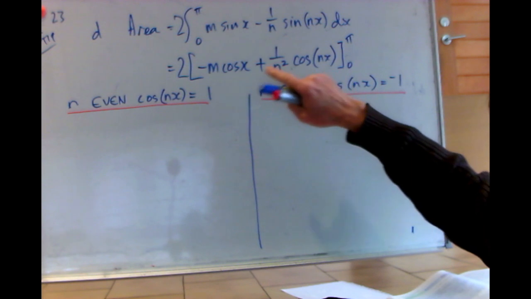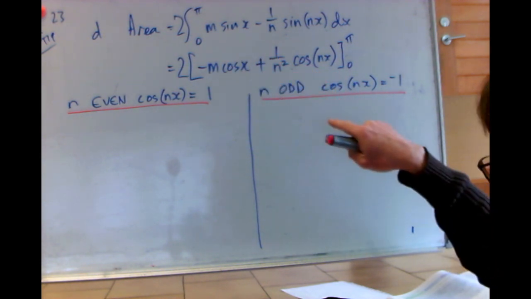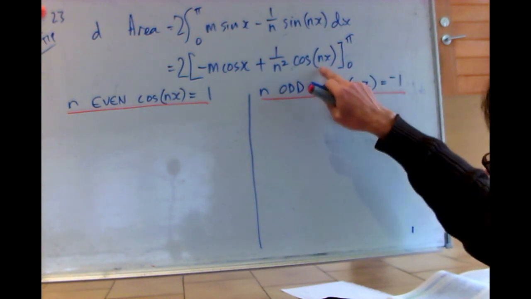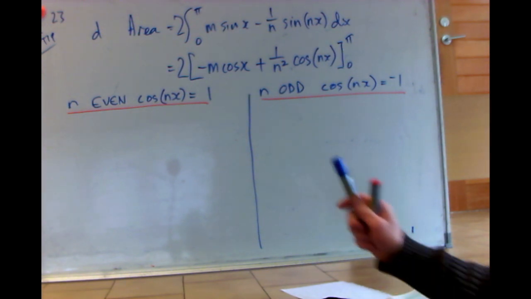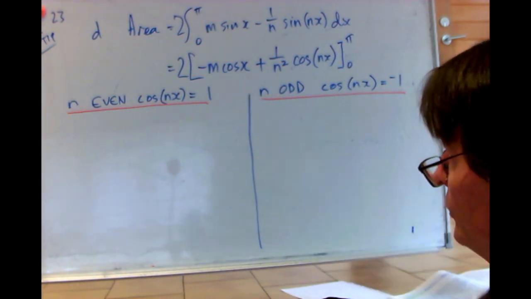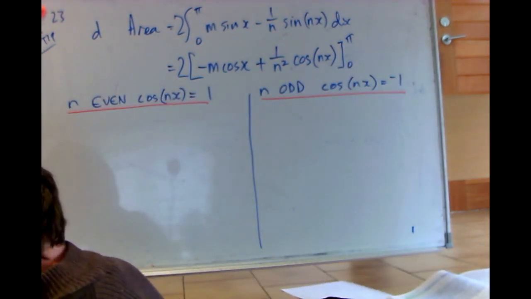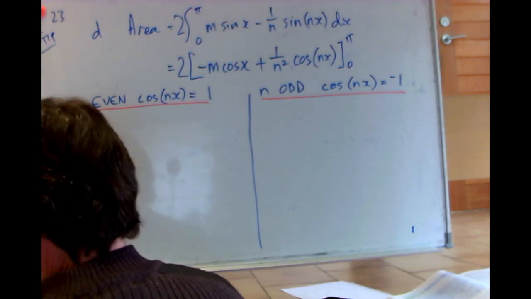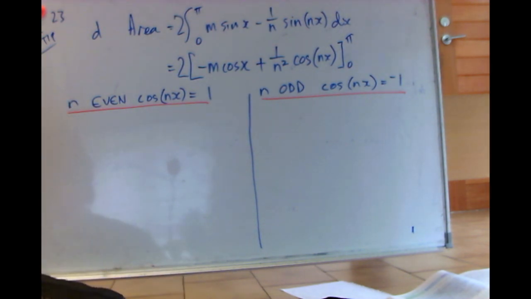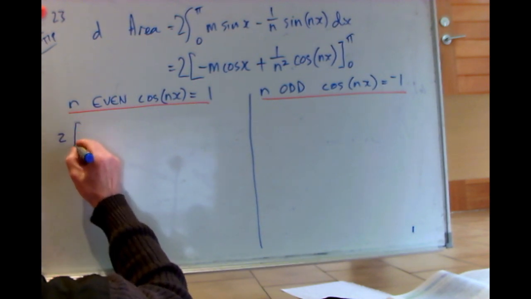Whereas if you substitute an odd number in for n, then you're going to have something like 3 pi or 5 pi or 7 pi when you put that pi into the function, and then your value will come out to be -1. So you're always going to get +1 if n's even. You're always going to get -1 if n is odd.